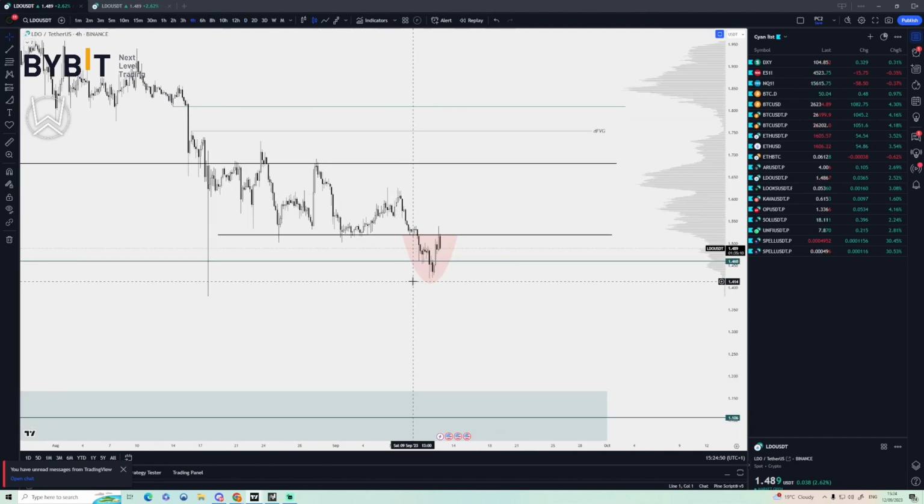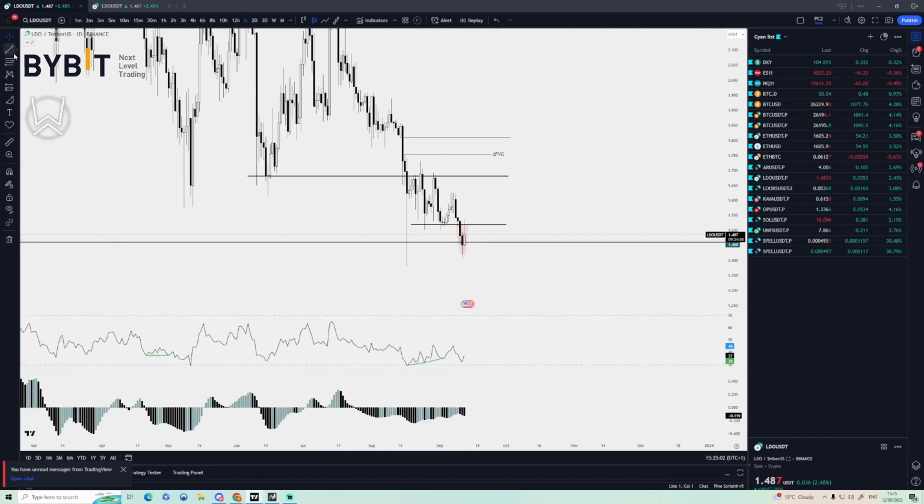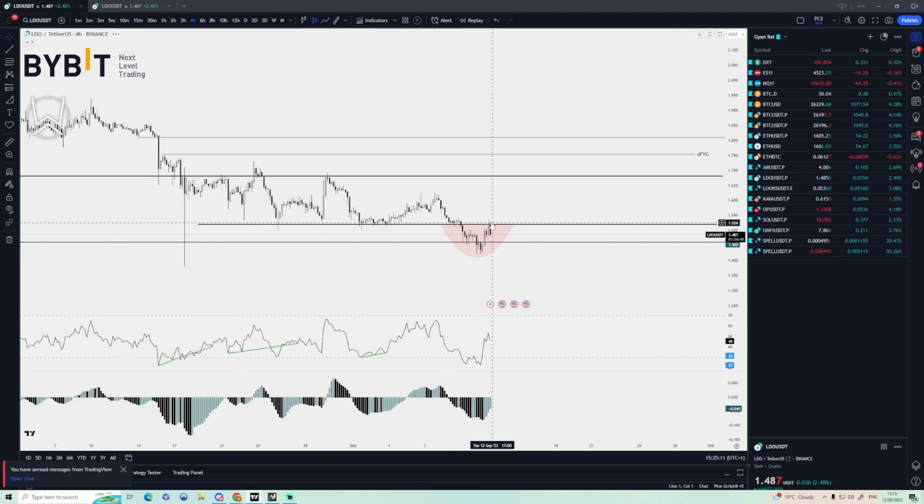But very important on these momentum divergences that you have some structure change as well, because these can just fizzle out, right? Like we saw on the daily chart. Even though we did have a momentum divergence here on the daily chart, it still fizzled out. Good to have some structure.